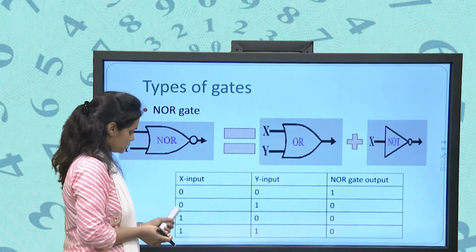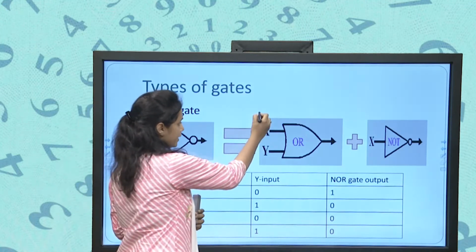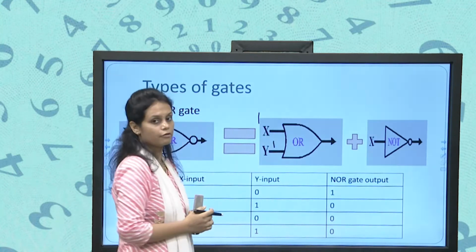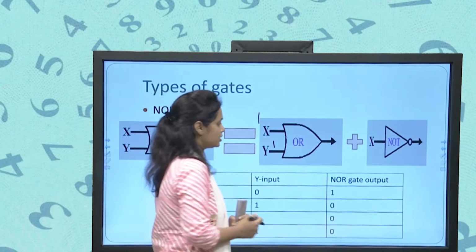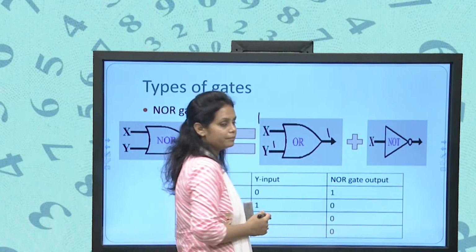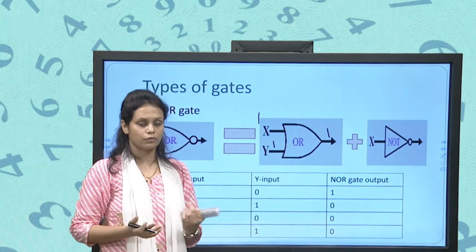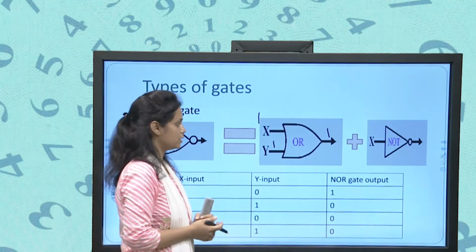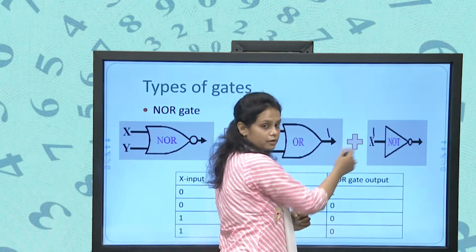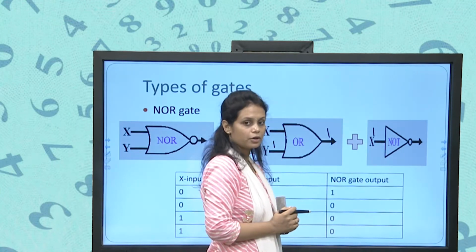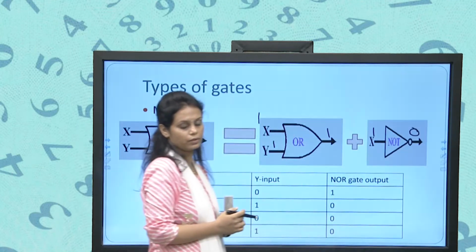In the last case we are having x input 1, y input 1. First of all it will perform the OR operation by using the OR gate. What is the output? The output is 1, because if at least one input is 1, then the output is 1. Now it will pass this over here. Now the input of the NOT gate is 1, so the output of the NOT gate is 0, right.